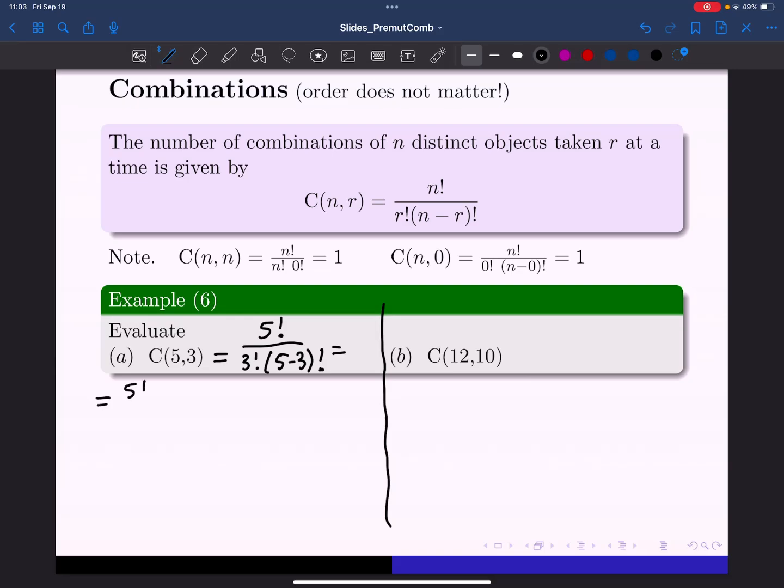So this is equal to 5 factorial over 3 factorial times 2 factorial, which is 5 times 4 times 3 factorial over 3 factorial times 2 times 1. 3 factorial can cancel out. Also 4 and 2 reduce to 2. So what I am left with is 5 times 2, so the answer should be 10.